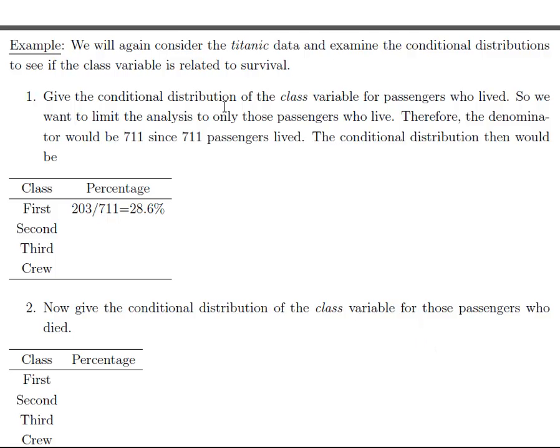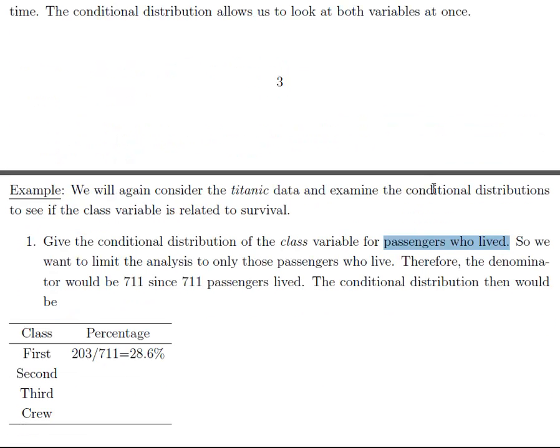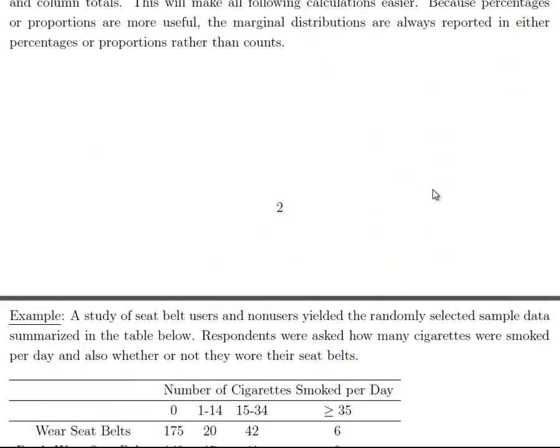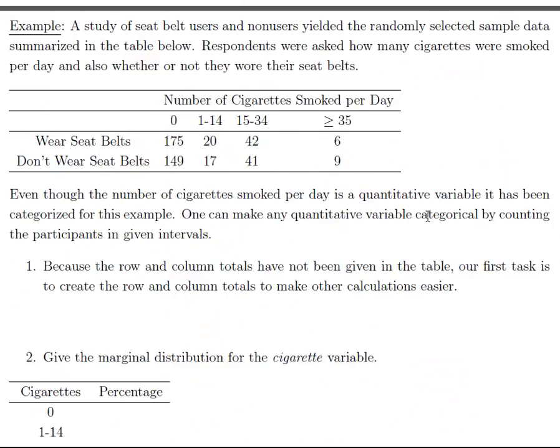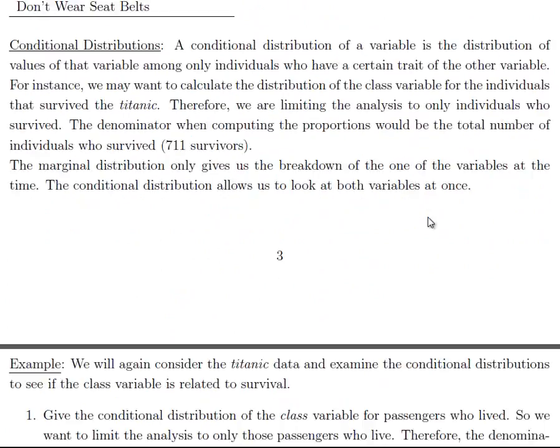For number one, we want the conditional distribution of the class variable. That means how many fall into each class for passengers who lived. So that's what we're conditioning it on, passengers that lived. So we go back up to our two-way table, which is on the second page. And we only want to deal with the first row. These are the passengers that lived. We want to find the breakdown of each class member. What percentage of first class, second, third, fourth, or crew. So go ahead and do that.